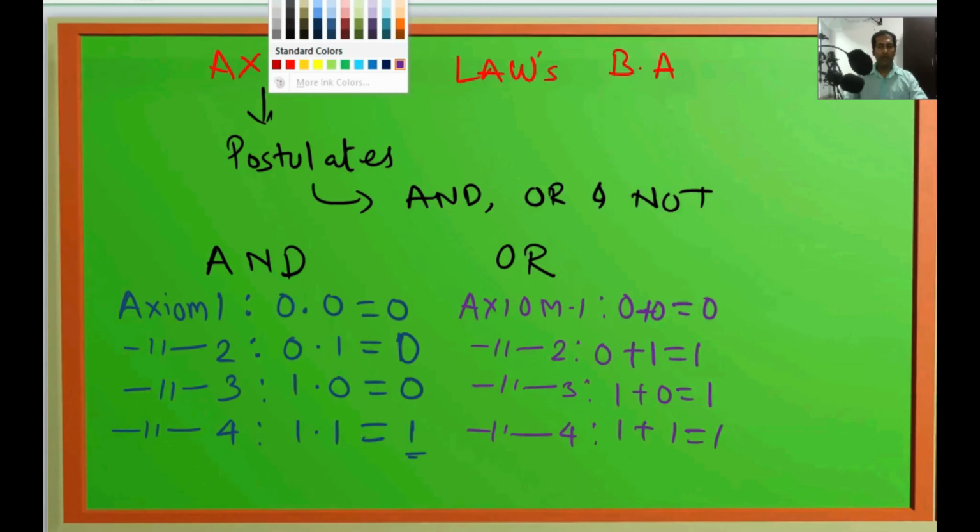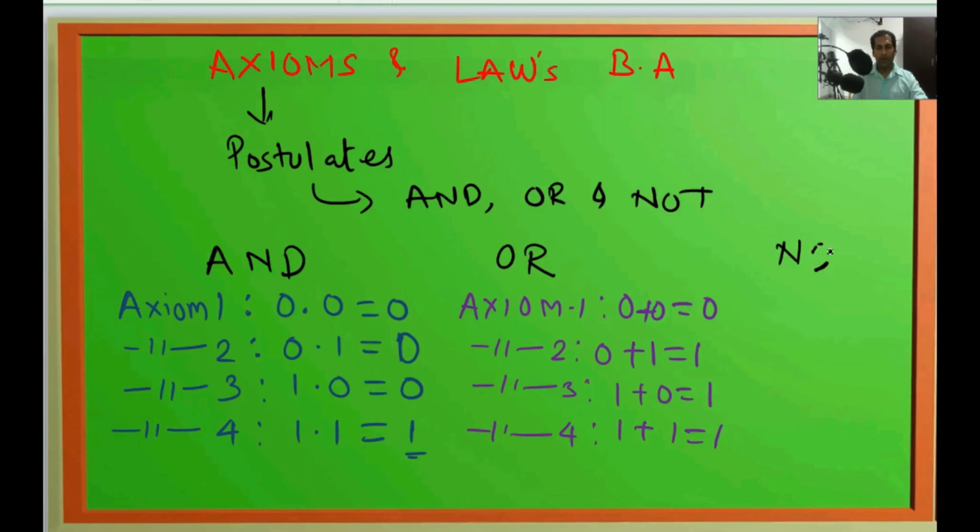Then the third one is for the NOT gate. The NOT gate is a very simple gate. There are two axioms. Here we can give numbers continuing from 4, so it will be 5, 6, 7, 8, and here we get axiom 9. Axiom 9 is 1 bar is equal to 0. Axiom 10 is 0 bar is equal to 1. Now these are the axioms. Now let us see the laws.